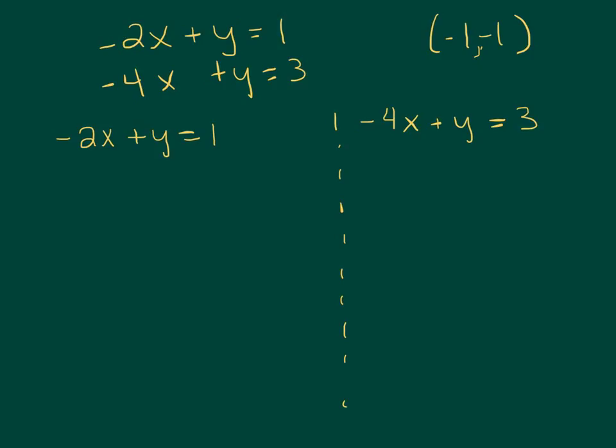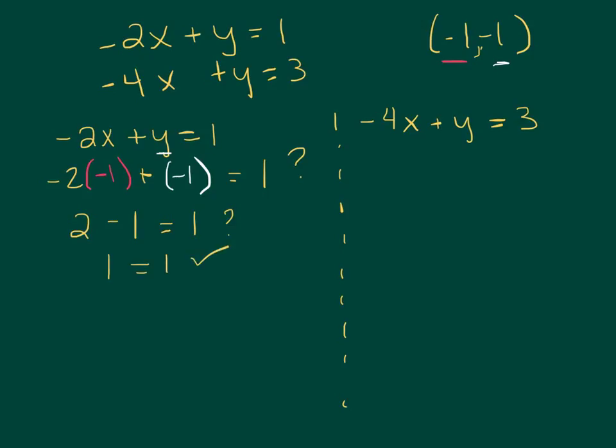So we have -2. Our x value is this one, so we'll plug in a -1. Then plus our y value, which is this right here, so we'll plug in a -1, equals 1. So now we simplify the left-hand side. We're checking to see if this is right. So we have a -2 times -1 gives us a +2. Then plus a negative is really like saying -1 equals 1. Is this true? 2 minus 1 is 1. 1 equals 1. Boom. That's true. We know that. So let's go ahead and go to the other one.